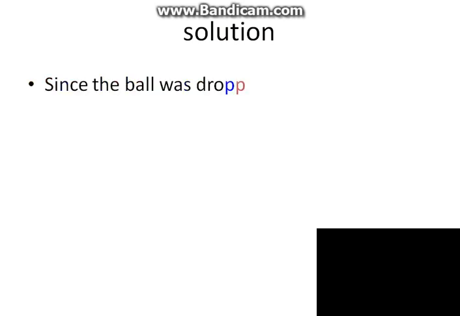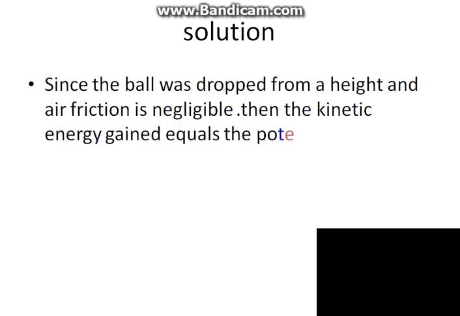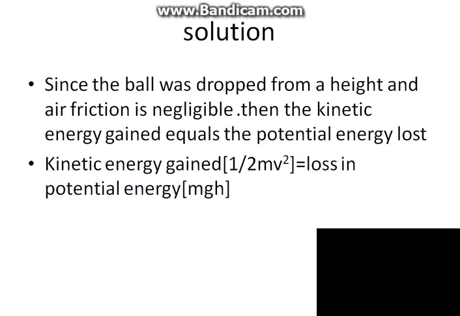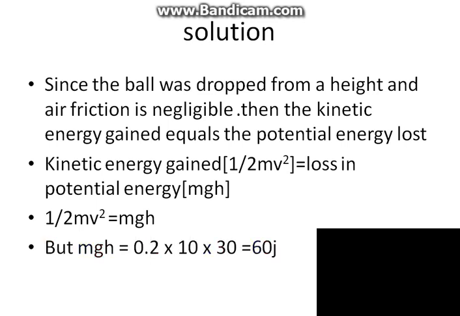Solution. Since the ball was dropped from a height and air friction is negligible, then kinetic energy gained equals the potential energy loss. Kinetic energy gained is in bracket half mv squared, which is equal to loss in potential energy, which is mgh. Half mv squared is equal to mgh, but mgh is equal to 0.2 times 10 times 30, which is 60 joules. Half mv squared is equal to half times 0.2 times v squared, which is equal to 60 joules.